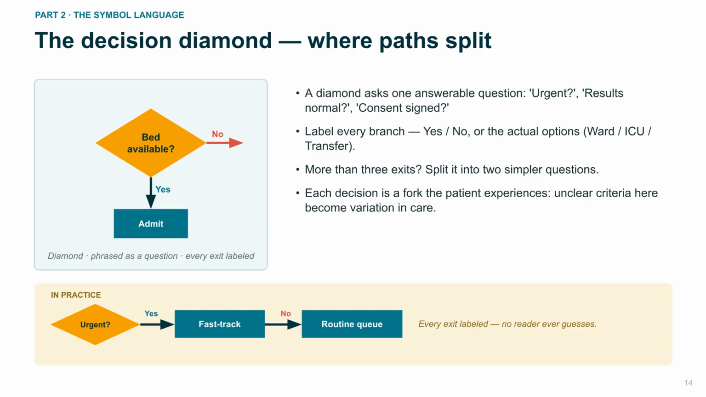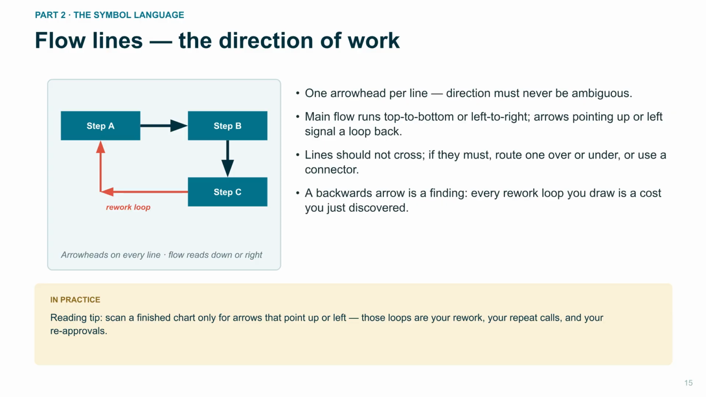Decision diamonds represent points where paths split. Use them for answerable questions and ensure every branch is clearly labeled. If you have more than 3 exits, consider splitting the decision into 2 simpler questions. Finally, flow lines indicate the direction of work. Aim for top to bottom or left to right flow. Any arrow pointing up or left indicates a loop. Scanning for these backward arrows is an easy way to spot rework in your finished chart.